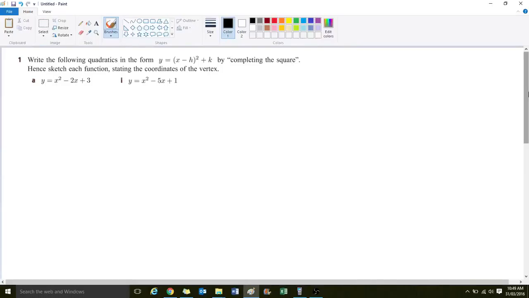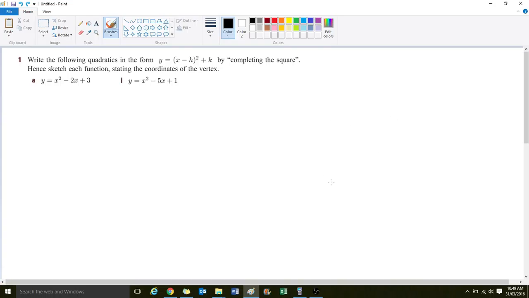Okay, two specific examples here of graphing a quadratic just by completing the square. Because as we've seen before, there's lots of information we can deduce when it's written in this form here. Okay, so let's have a look at the first one.